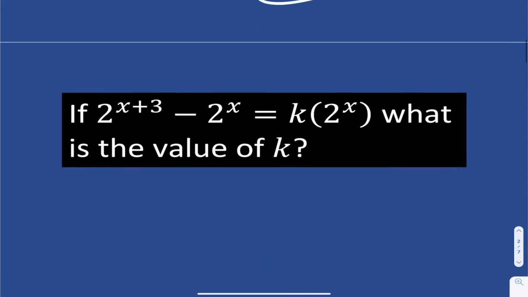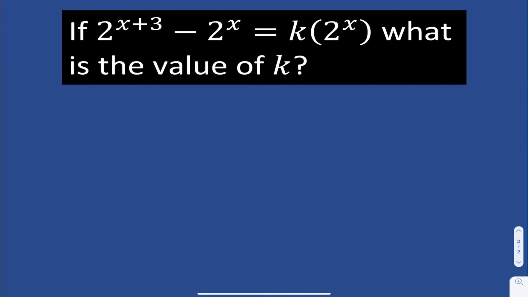Let's take a look at another. So for this one here, we have 2 to the power of x plus 3 minus 2 to the x is k times 2 to the x. And we've got to find that k value here. So how would we approach this?